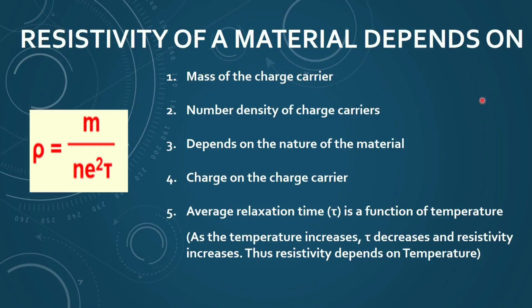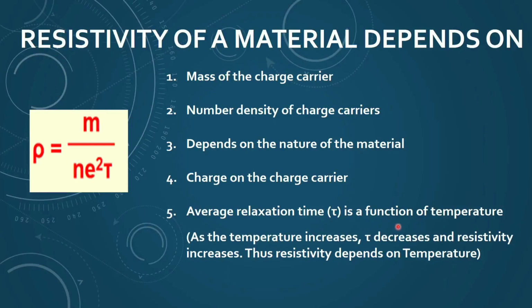Now for the resistivity of the material, if you want to go into more detail, as this formula is with us, rho equals m upon n e square tau. So it depends upon the mass of the charge carrier, number density n, electronic charge e, and relaxation time tau, which is of course dependent upon the temperature. When the temperature is increasing, what is happening to the relaxation time? It decreases. So rho is inversely proportional to tau, so resistivity will increase. So resistivity is directly proportional to the temperature.